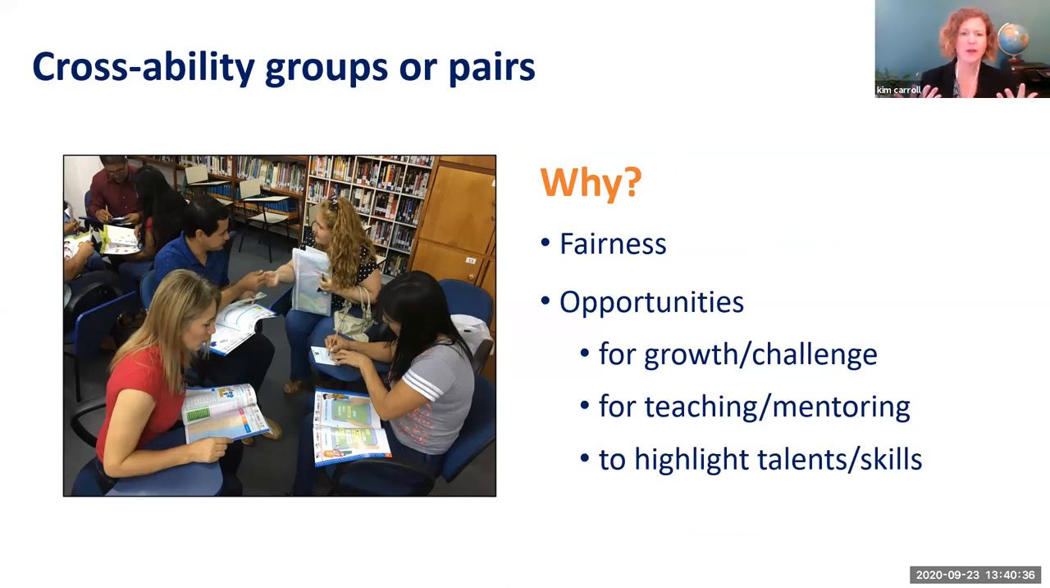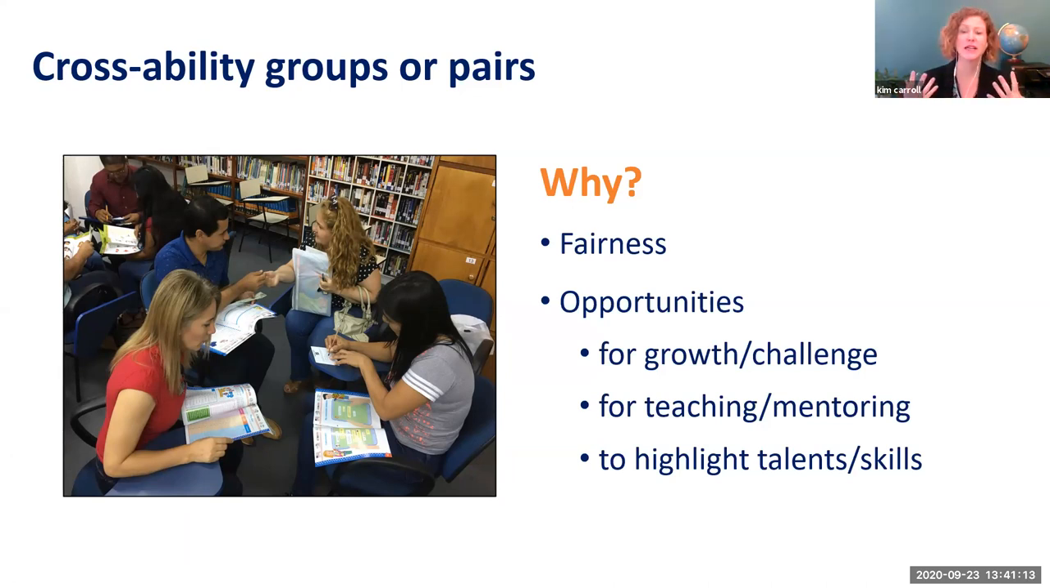One is fairness. If we're having competitions between our student groups, then we might use this in order to keep things fair. Second, there's opportunities no matter how you pair people. So for the people who may have a lower language ability, there's an opportunity for challenge for them to work with people who may have a little bit more progress. On the other side, for the higher level students, I feel like this could be a great moment for peer teaching or mentoring. And as you know, we learn things best by teaching them. So this could be an opportunity for them.